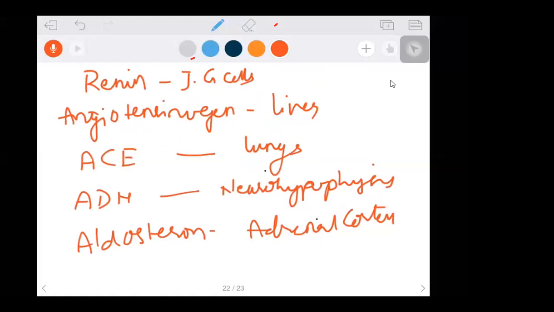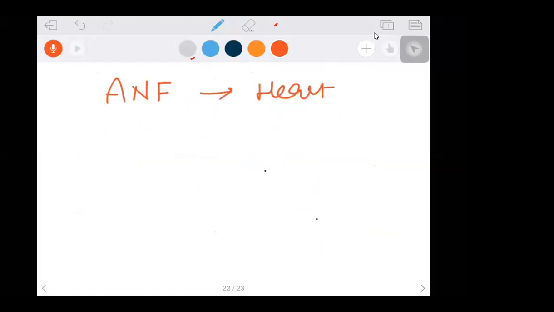Let me conclude by giving this again. Renin is from the juxtaglomerular cells, angiotensinogen from the liver, angiotensin converting enzyme from the lungs, ADH from the neurohypophysis of the pituitary gland. Aldosterone is from the adrenal cortex. Finally, ANF, atrial natriuretic factor, is from the heart. Okay, so this is the situation here.